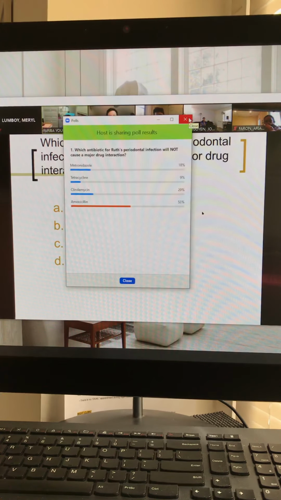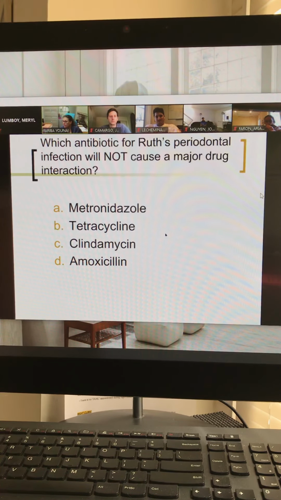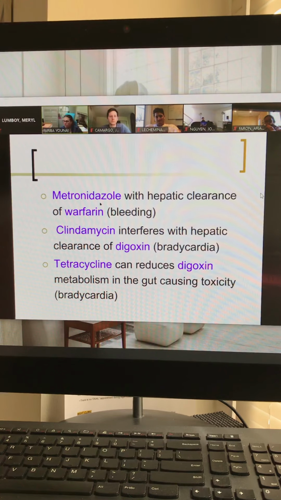Most everyone chose amoxicillin. So let's review these drug interactions. Metronidazole does interfere with coumadin, but in that case the effect is on hepatic clearance. So it builds up and it leads to excessive bleeding.